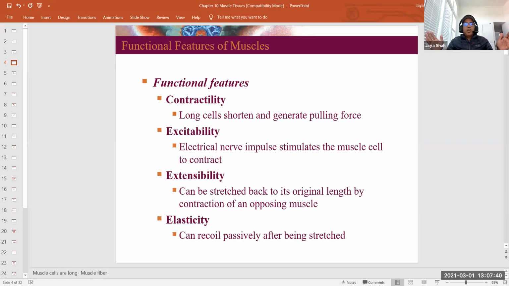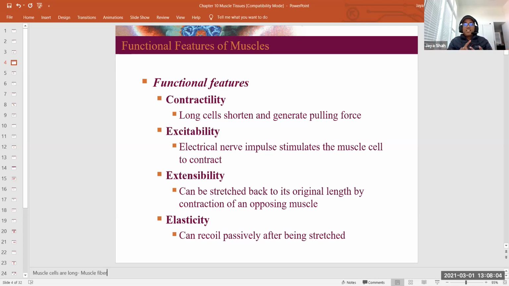So these long muscle cells, muscle fibers, shorten and generate pulling force. They have the property of contractility. Other cells do not have that property. For example, a bone cell, an epithelial cell, or a fat cell, they don't have pulling force capacity.